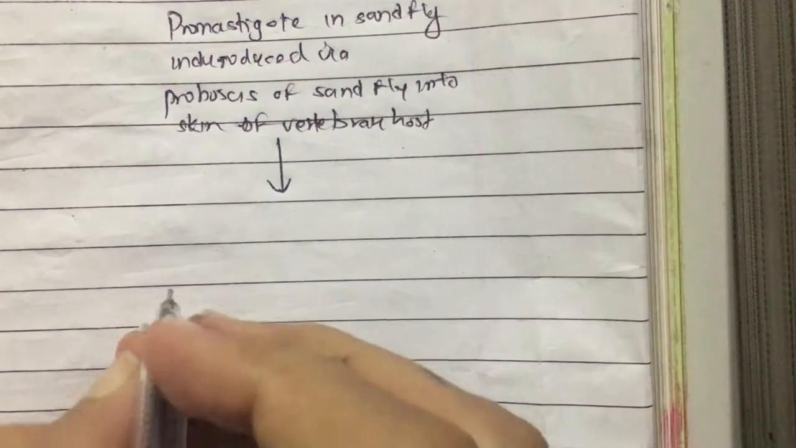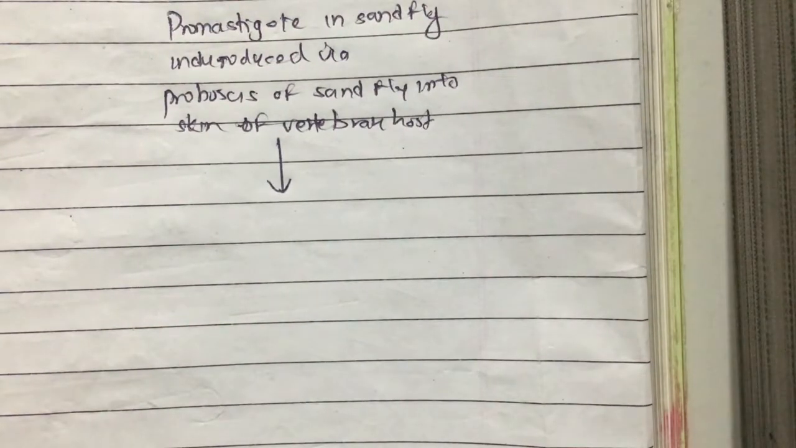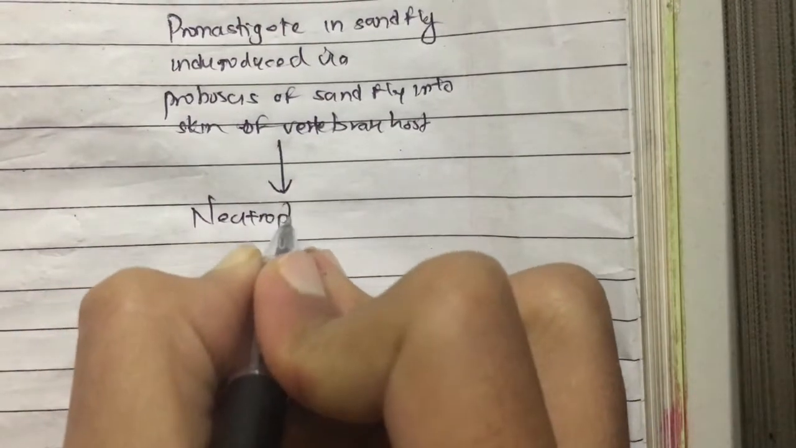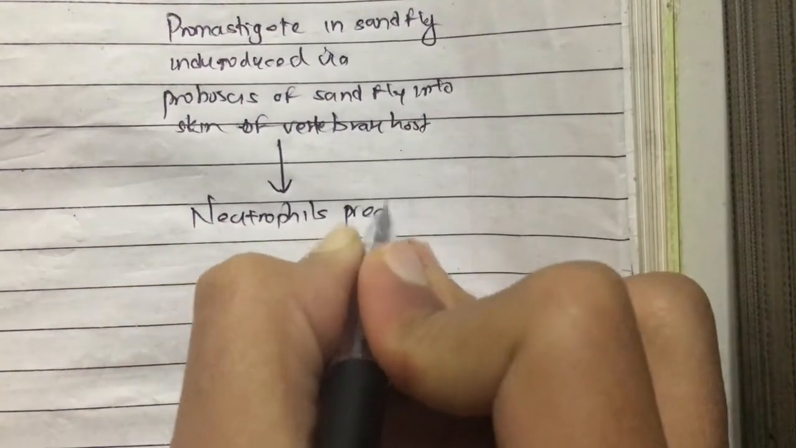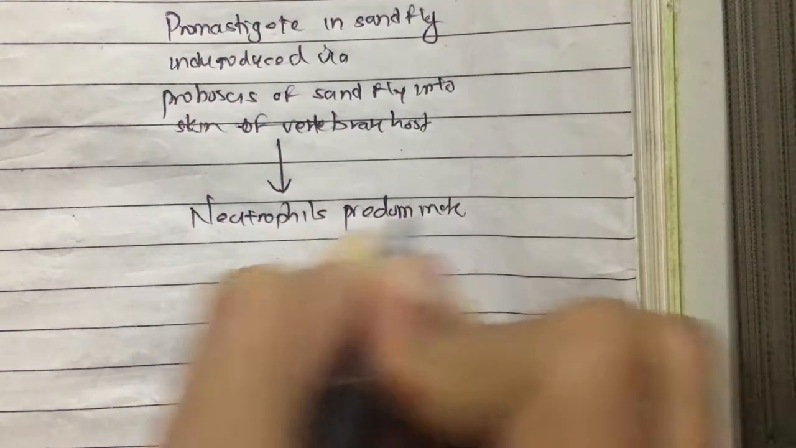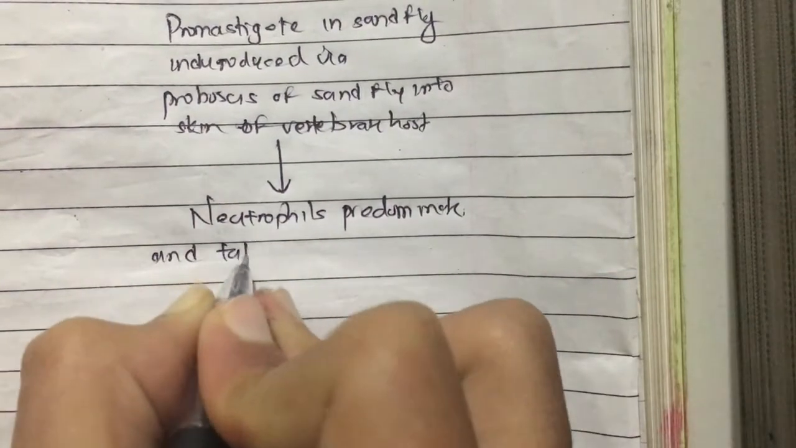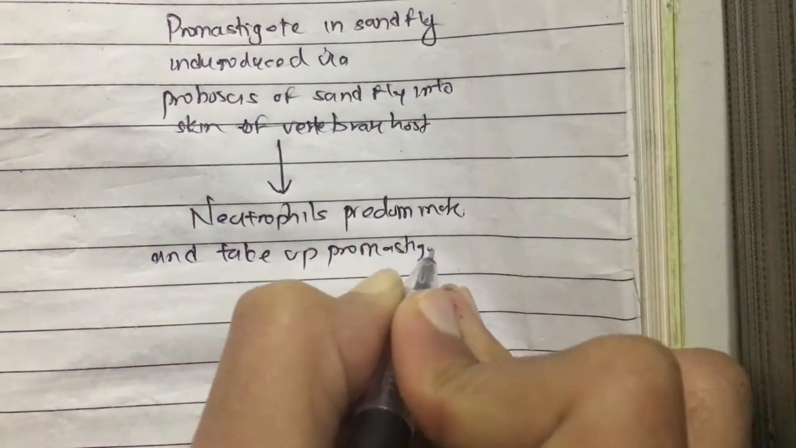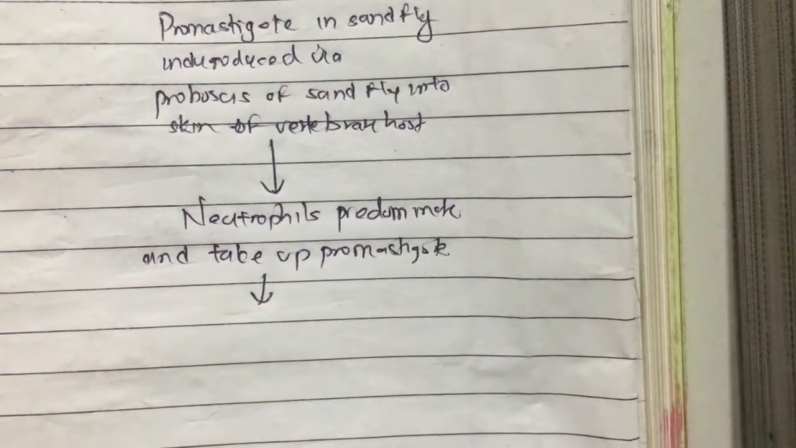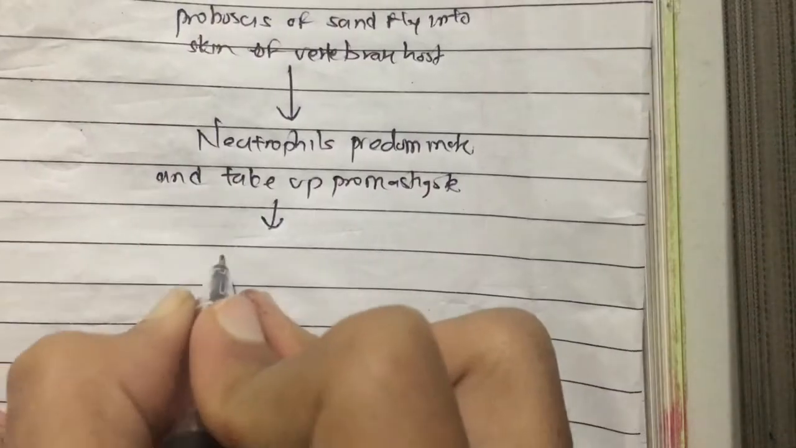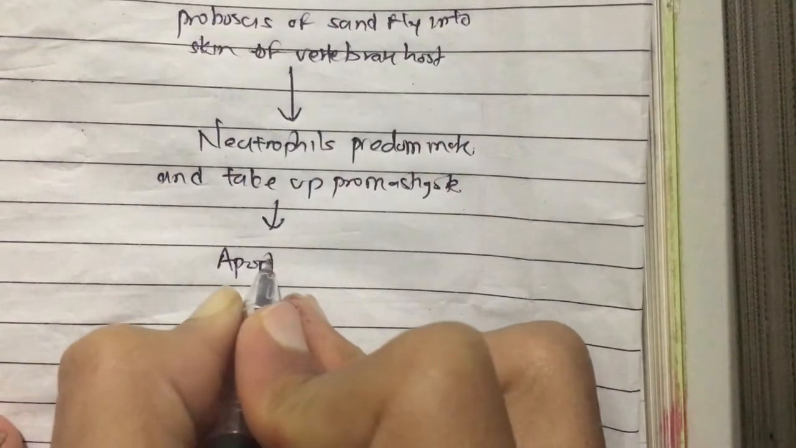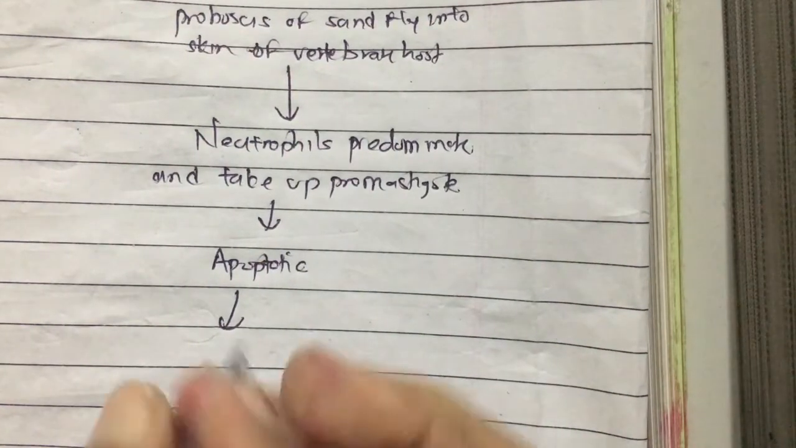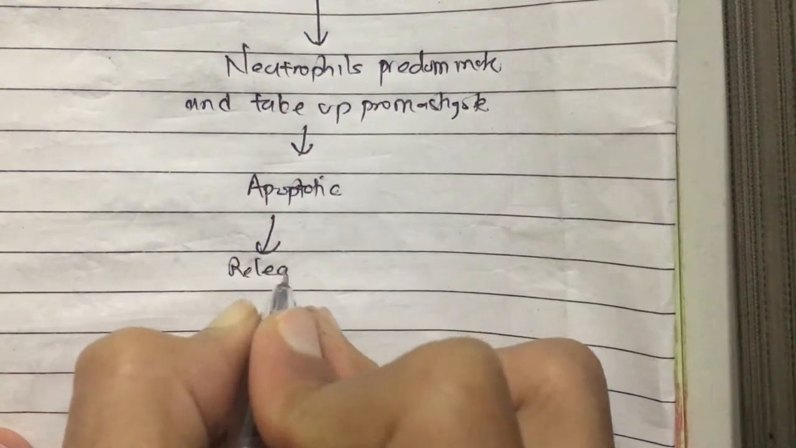Then when it reaches the blood, the neutrophils come into action. Neutrophils will predominate and take up the promastigote. But when neutrophils take up the promastigote from the blood, they undergo apoptosis. These apoptotic neutrophils will now release the parasite.